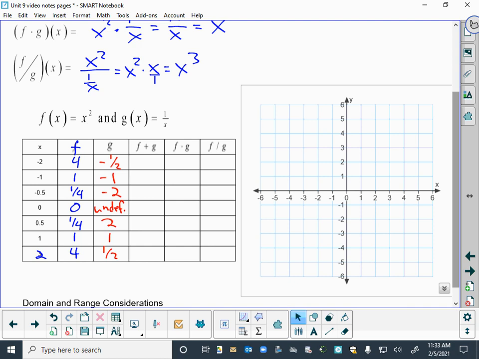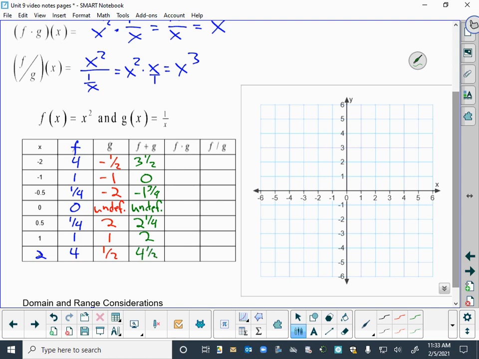So if we're doing f plus g, it's really just as simple as adding these two numbers together. 4 plus negative 1/2 is 3.5. 1 plus negative 1 is 0. 1/4 plus negative 2 is negative 1 3/4. 0 plus undefined, that's undefined. Okay. 1/4 plus 2 is 2 1/4, and 1 plus 1 is 2, and 4 plus 1/2 is 4.5.